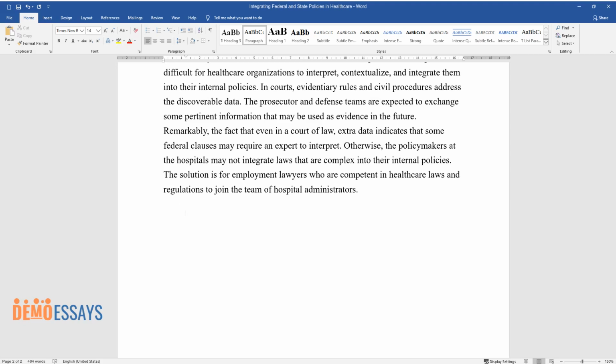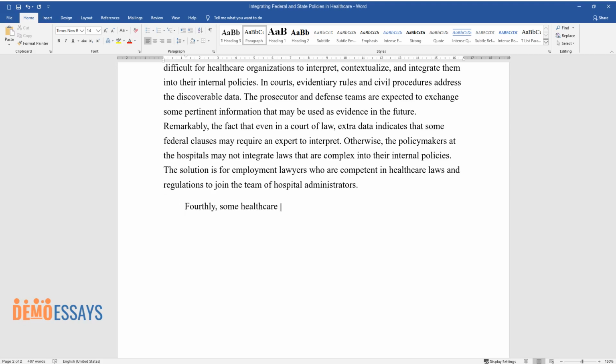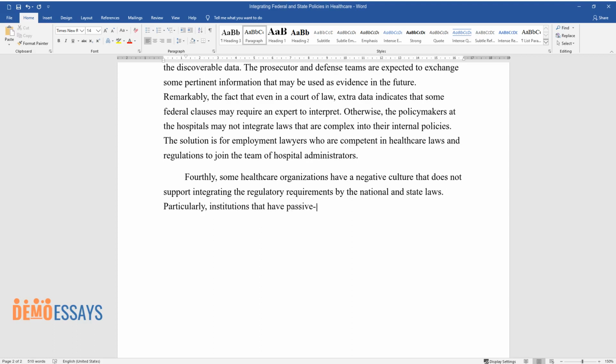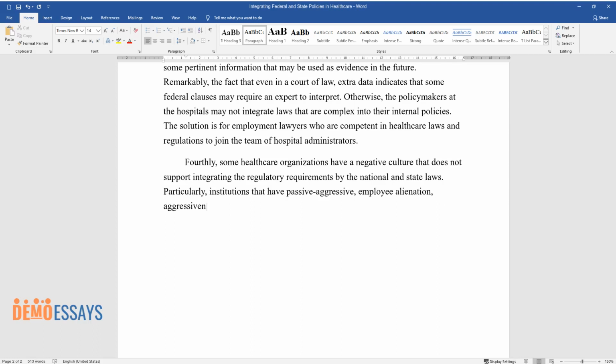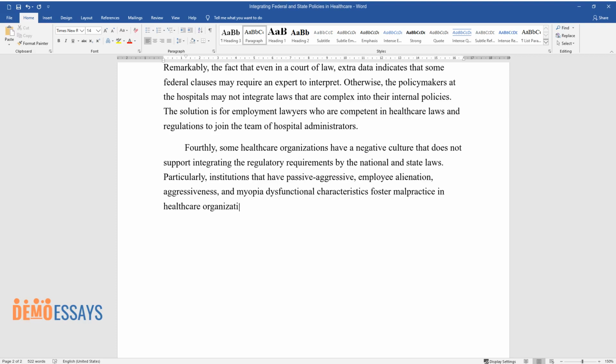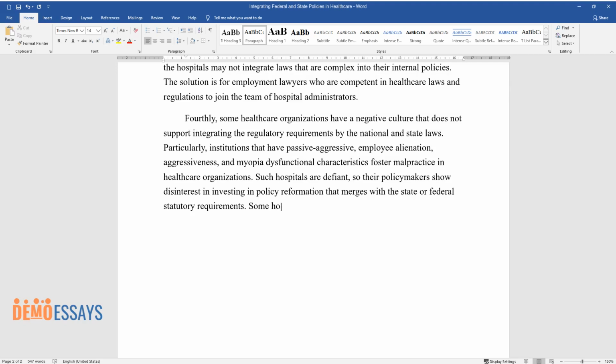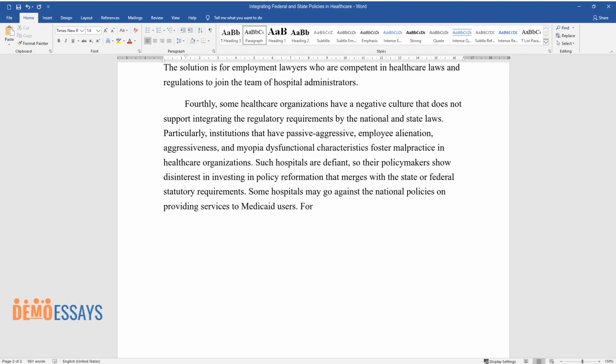Fourthly, some healthcare organizations have a negative culture that does not support integrating the regulatory requirements by the national and state laws. Particularly, institutions that have passive-aggressive, employee alienation, aggressiveness, and myopia dysfunctional characteristics foster malpractice in healthcare organizations. Such hospitals are defiant, so their policymakers show disinterest in investing in policy reformation that merges with the state or federal statutory requirements. Some hospitals may go against the national policies on providing services to Medicaid users.